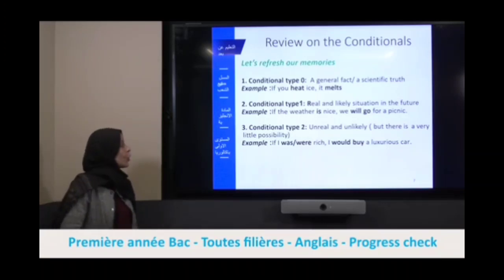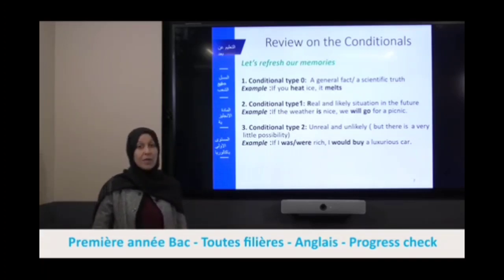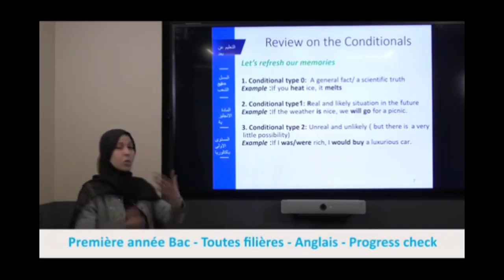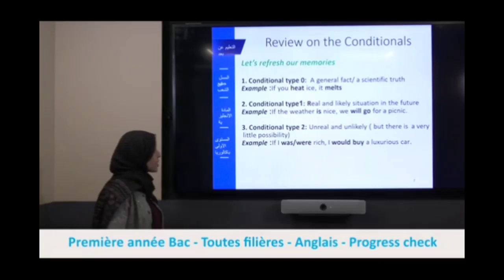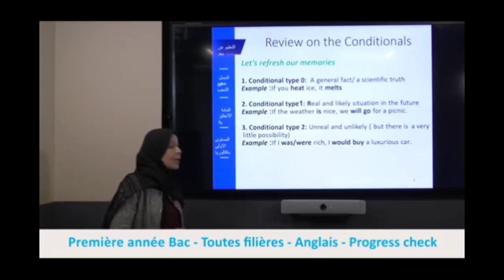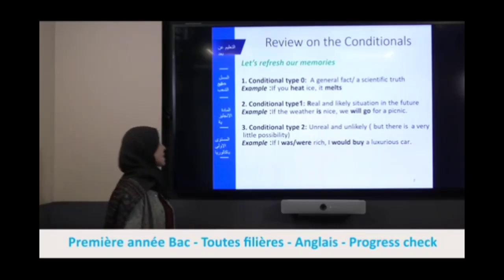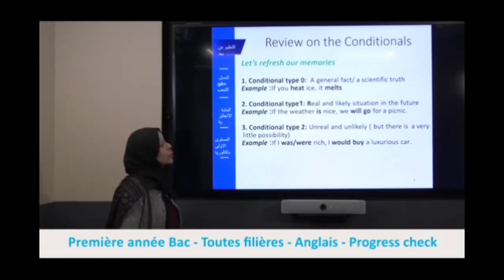Conditional type 1. We use it for real and likely situations in the future. For example, if the weather is nice, we will go for a picnic. This is a possible situation in the future. And for conditional type 2, it is unreal and unlikely, but there is a very little possibility. For example, if I was or I were rich, it is possible that I say if I were, I would buy a luxurious car.